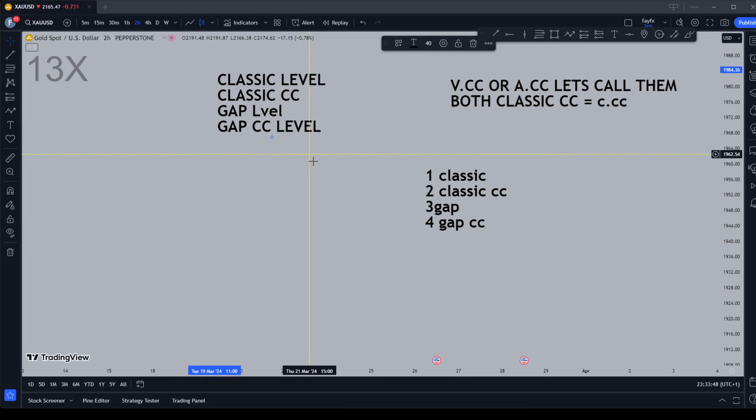Those are the levels we are going to use always, every time, every day. We are going to use only those four levels: a classic level, either V or A, a classic CC, either VCC, meaning V level plus confirmation candle, or ACC, A level plus confirmation candle. Third, a gap or a gap CC. A gap CC means the gap plus a confirmation candle.